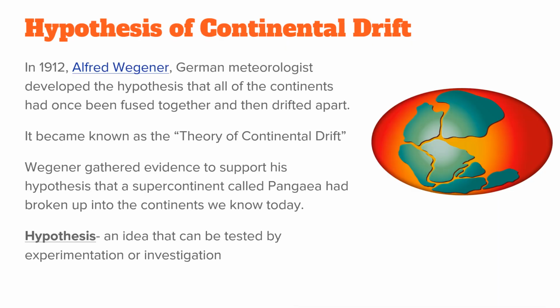All right, so the hypothesis of continental drift. In 1912, Alfred Wegener, a German meteorologist, developed the hypothesis that all of the continents had once been fused together and then drifted apart. It became known as the theory of continental drift. Wegener gathered evidence to support his hypothesis that a supercontinent, called Pangaea, had broken up into the continents we know today. A hypothesis is an idea that can be tested by experimentation or investigation.